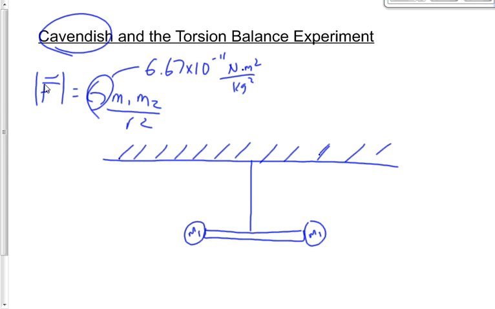There will be a very, very, very small force of attraction between M1 and M2. This M1 is going to start turning. It's going to start moving towards M2. So here's M2 going towards M1, and M1 starts coming towards it. A very small amount, but still an amount.